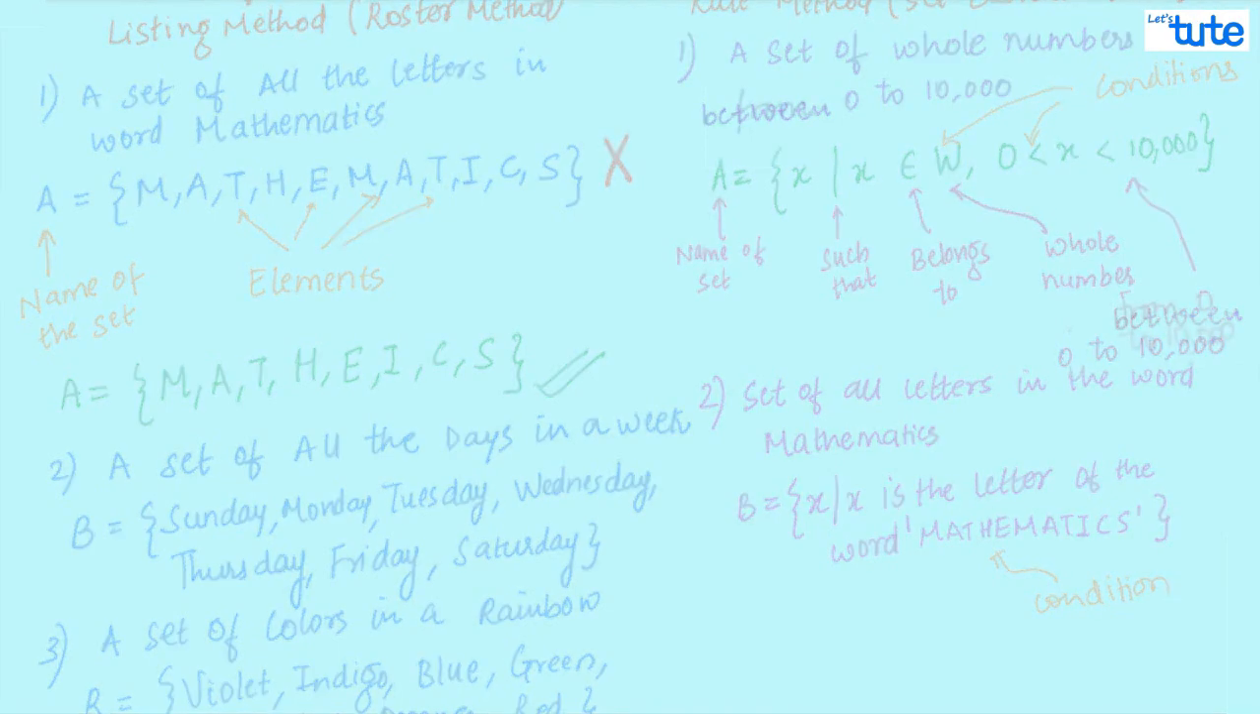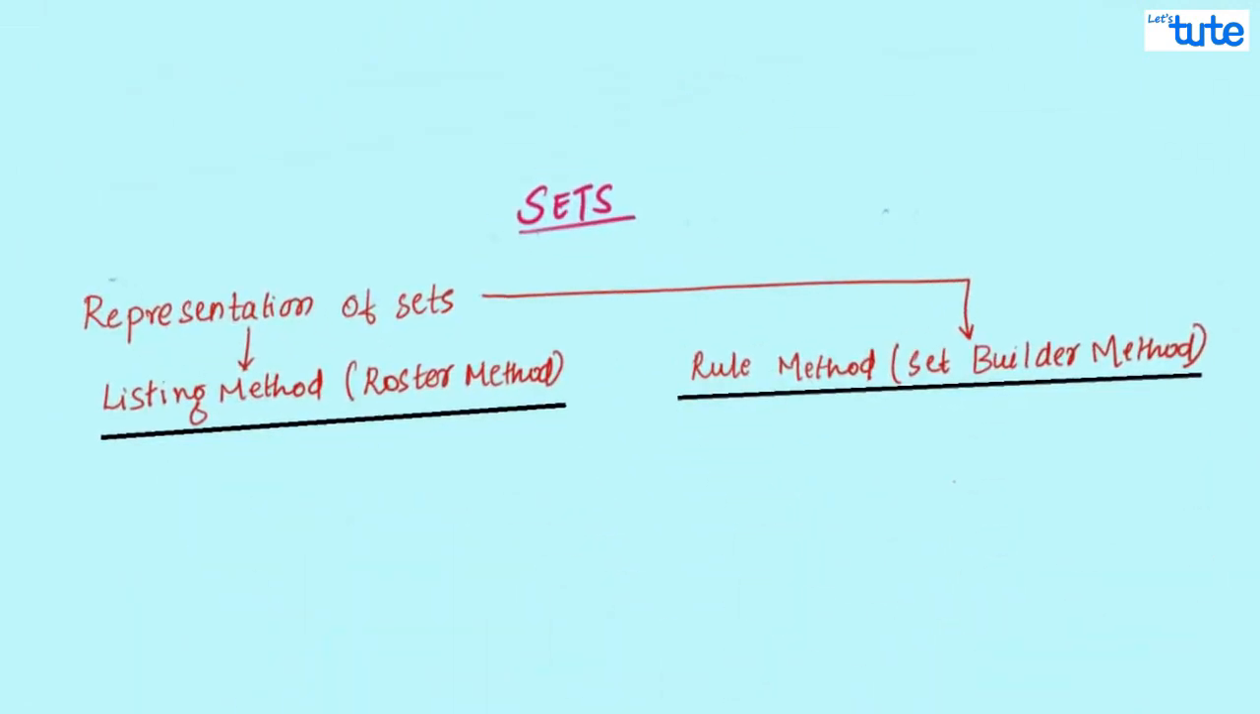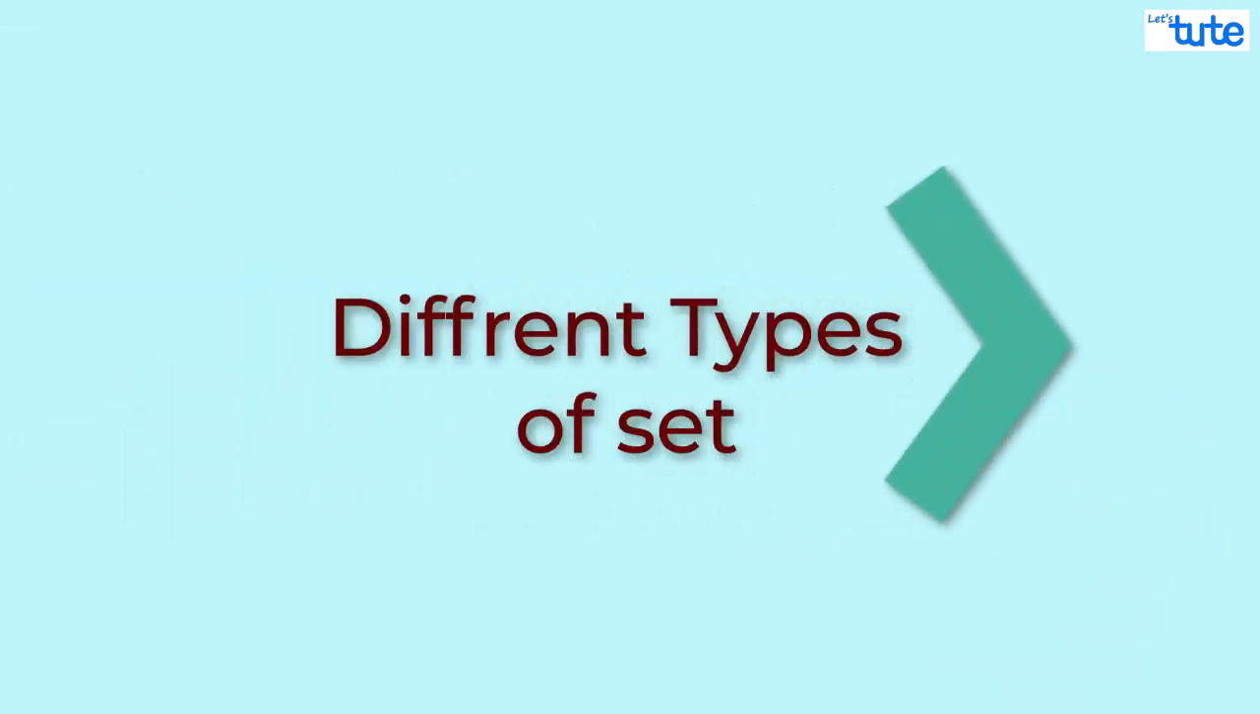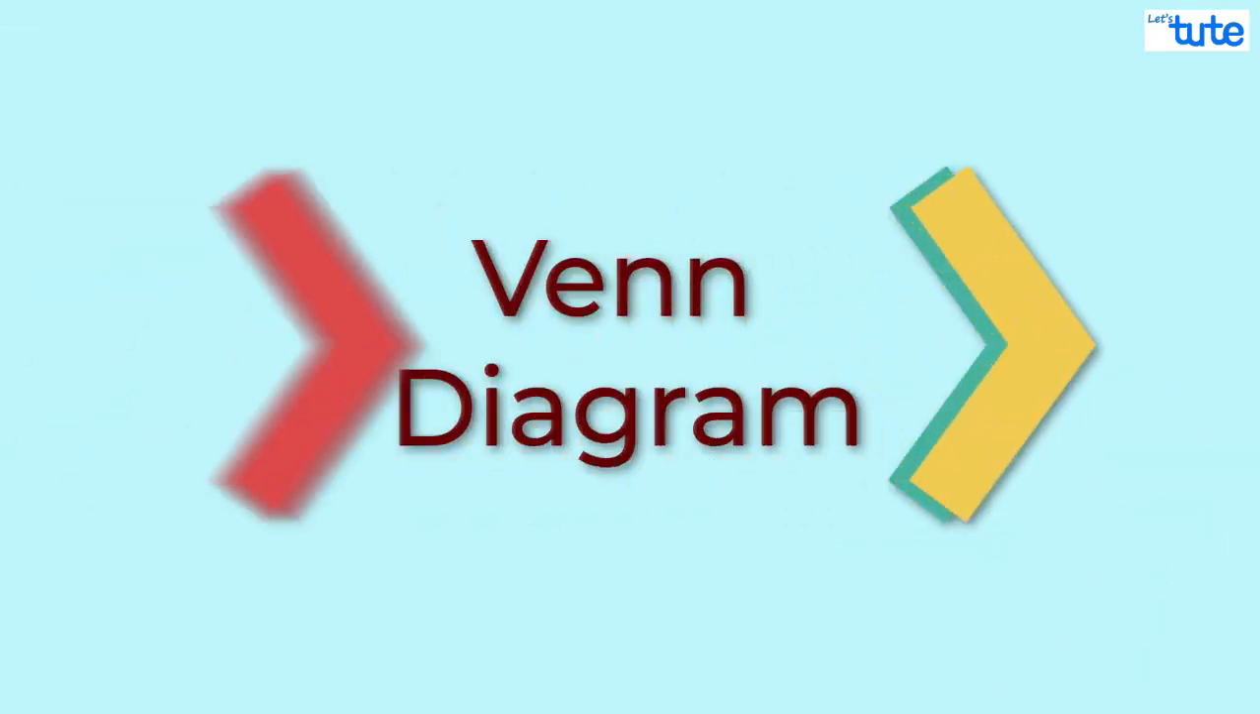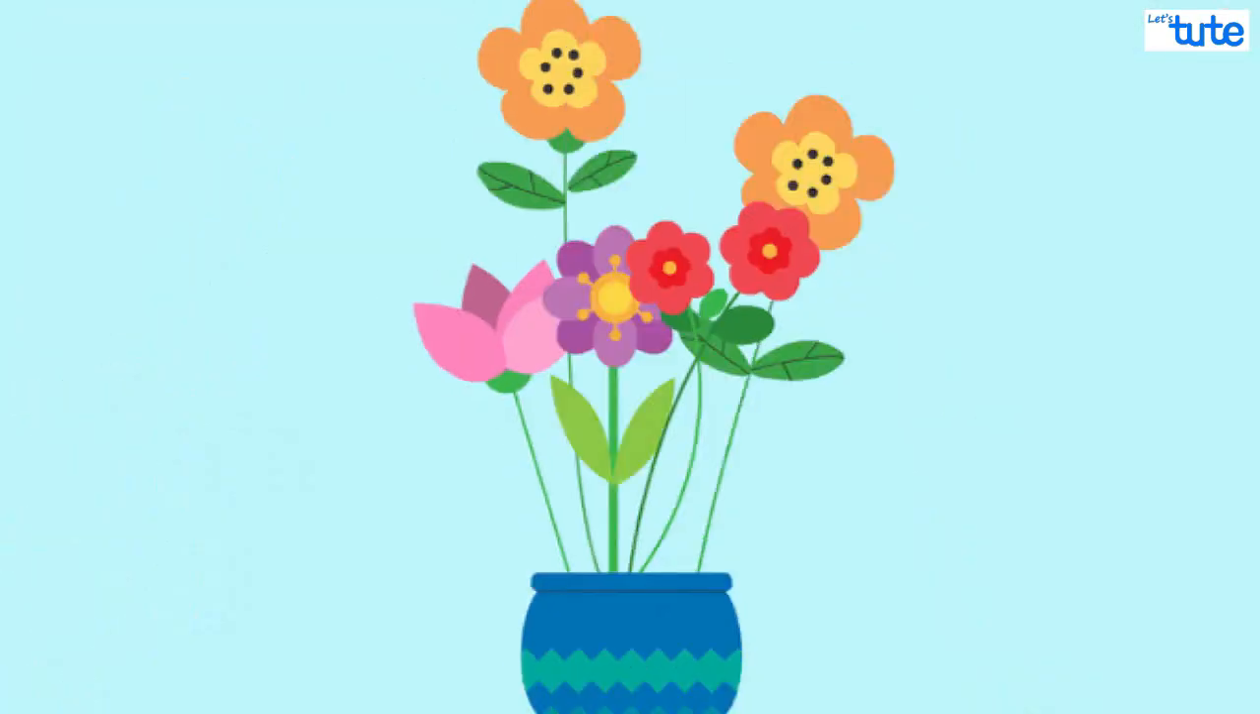So till now we have seen what a set is, things that can form a set, and ways to represent these sets. In our coming sessions, we will see the different types of sets and also the Venn diagrams. I hope this session was useful to you.